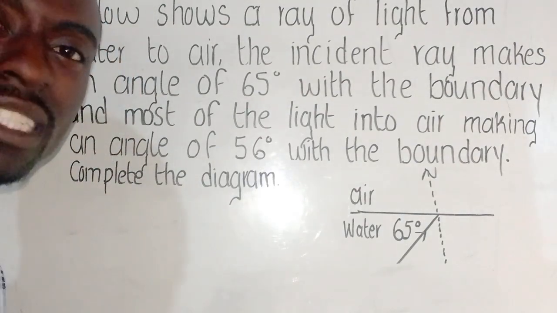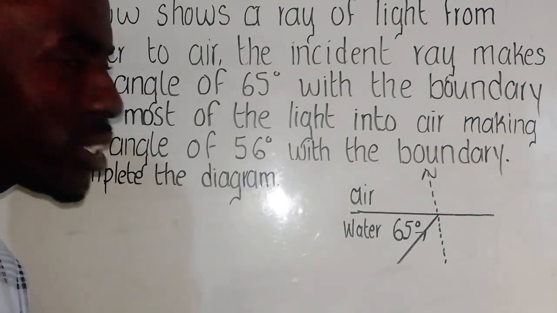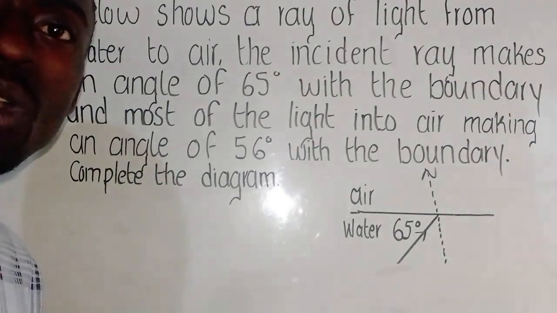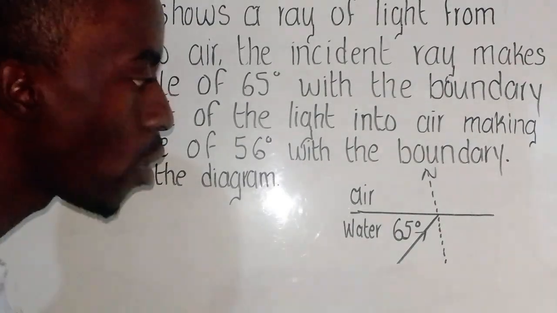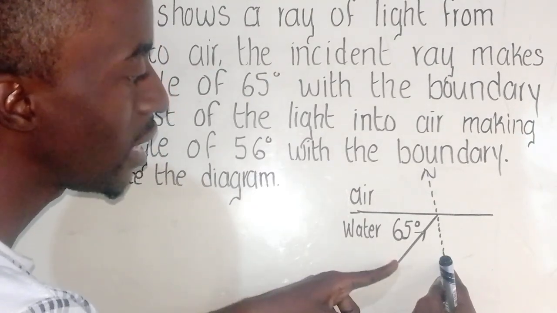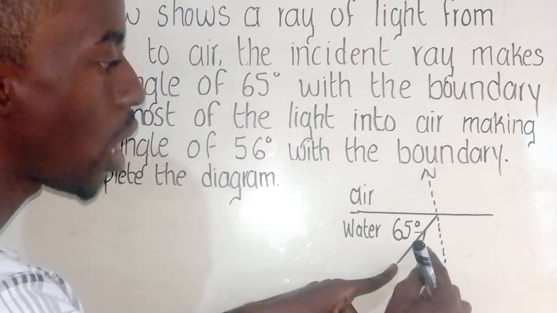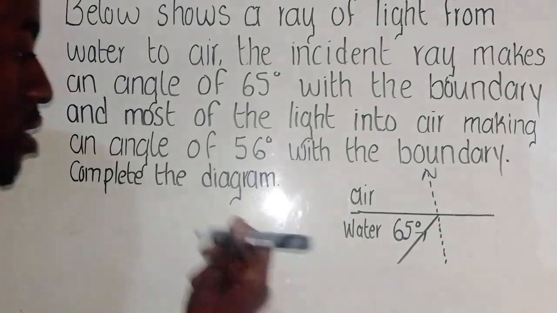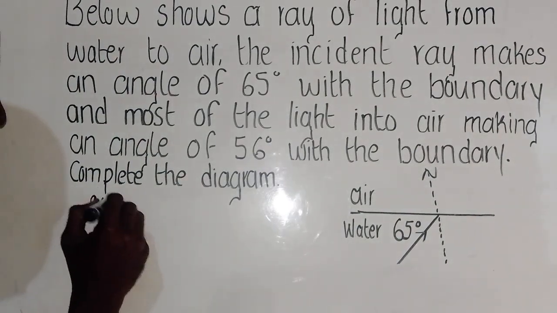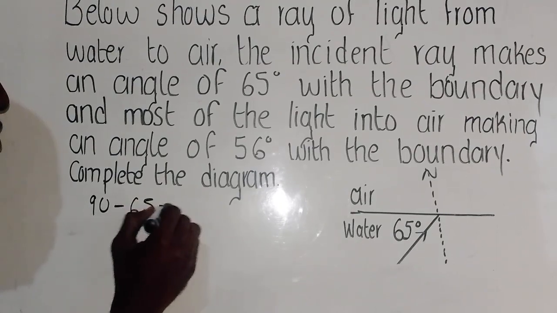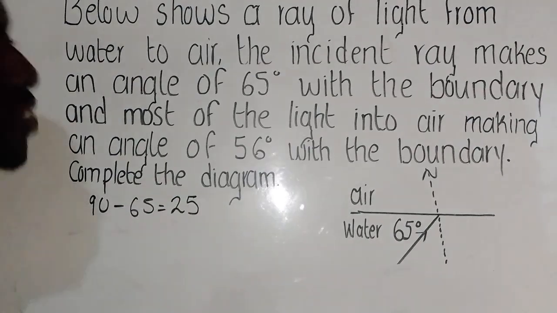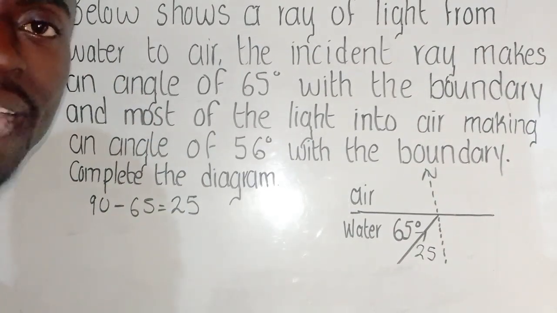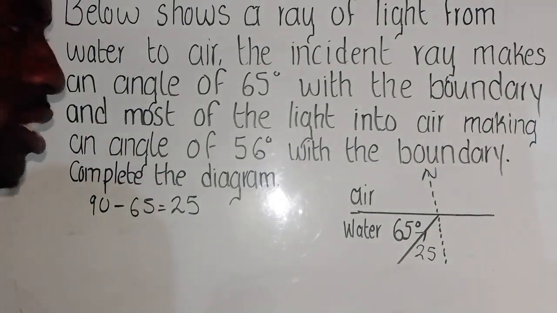Okay? Now the next part you do this. We're supposed to find what you call the angle of incidence. Angle of incidence is the angle between the normal and the incident ray. So now how can we find this angle? Since we know the total here is 90, it simply means we say 90 minus 65, which will give me what? 25. Meaning that the angle of incidence is 25 degrees there. You have seen? Yes, so we continue.